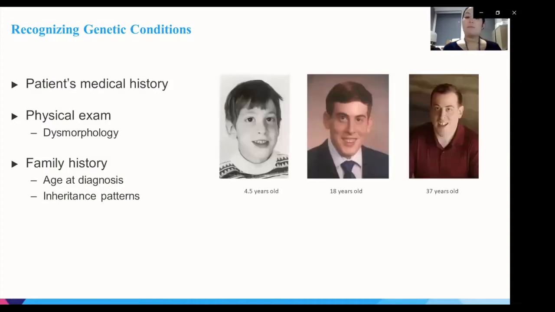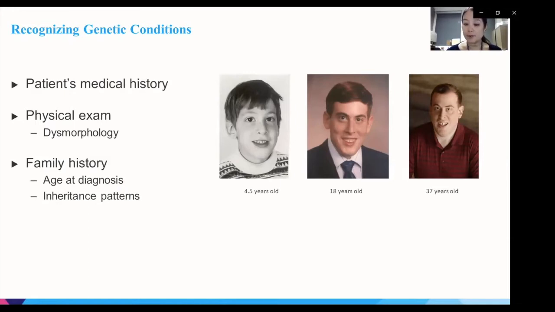So here's an example of a dysmorphology exam. We actually have the same patient here at 3 different time points in his life, age 4.5, age 18, and age 37. And you can see some of his facial features become more prominent over time. So you see he has an elongated face, he has a broad forehead, and he has prominent large ears.